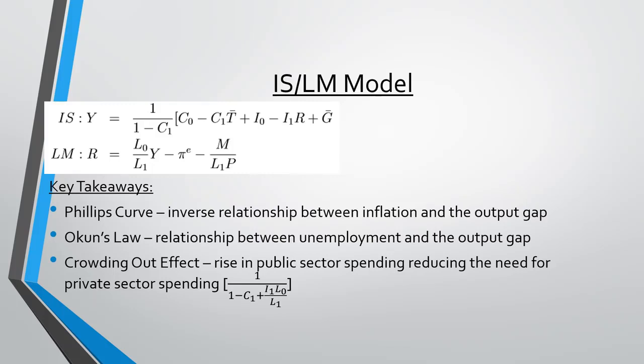Other key takeaways from this topic include the Phillips curve, which is the inverse relationship between inflation and the output gap, and Okun's law, the relationship between unemployment and the output gap.